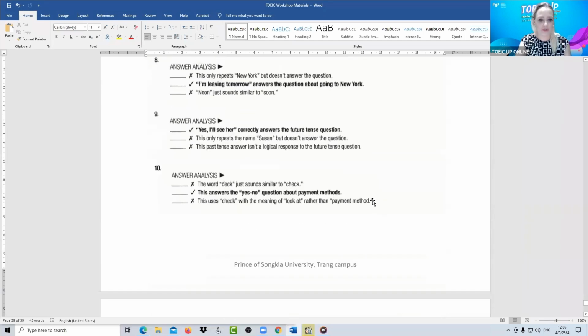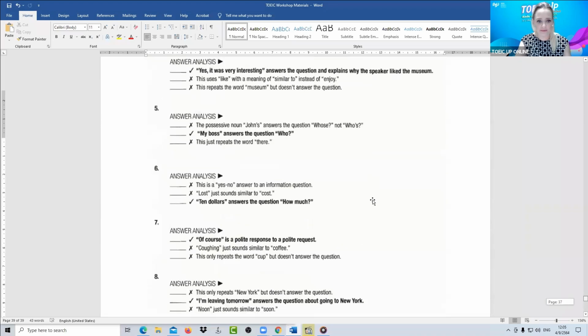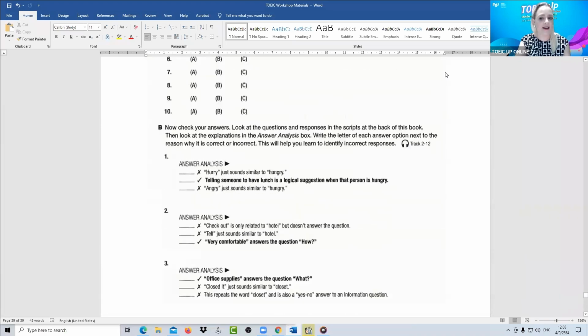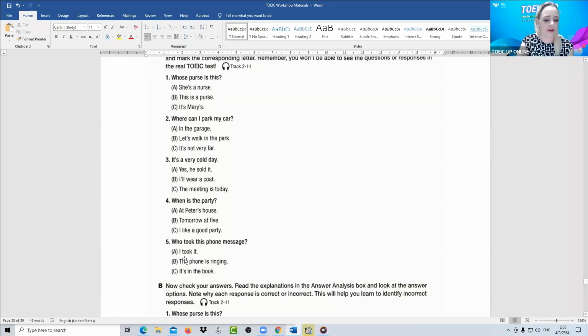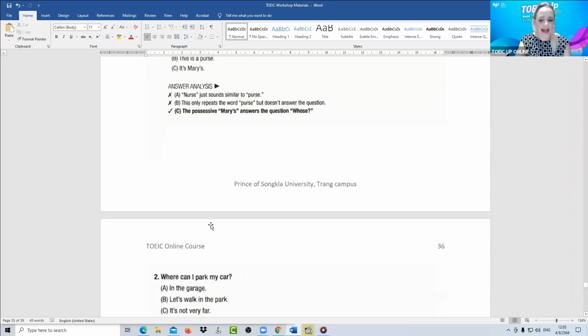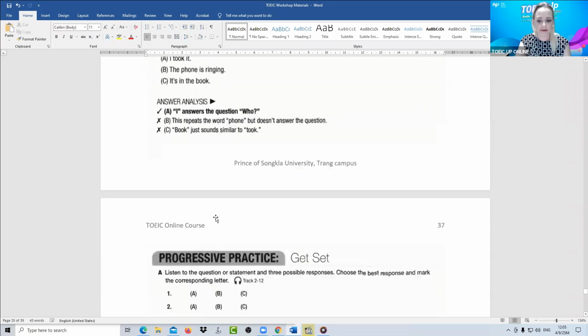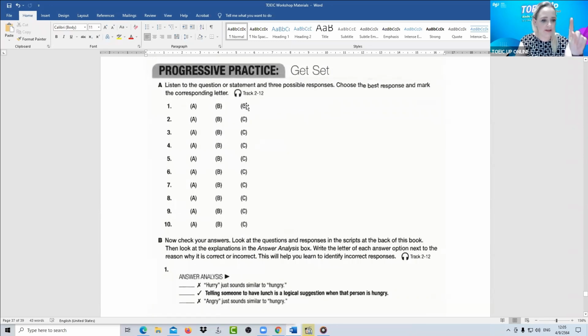First, you need to go through page 35 by yourself. You do not need audio for this. And then you can go through the answer analysis. And then on page 37, you have the practice audio. This is the first audio I'll post in the group.